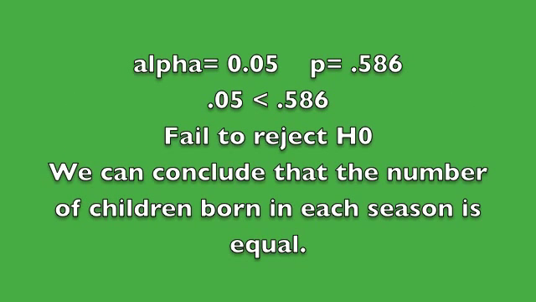Since alpha is 0.05 and the p-value is 0.586, the alpha value is less than the p-value, so we fail to reject the null hypothesis. In context, we can conclude that the number of children born in each season is equal, since we failed to reject the H0.